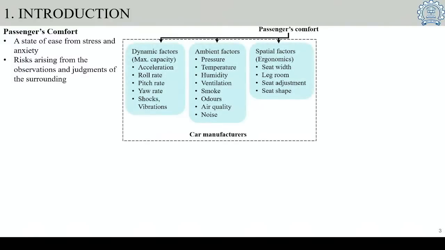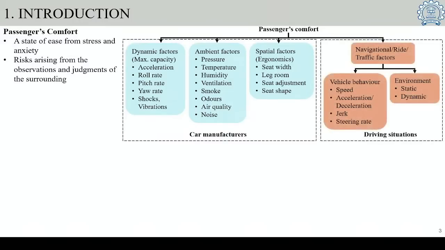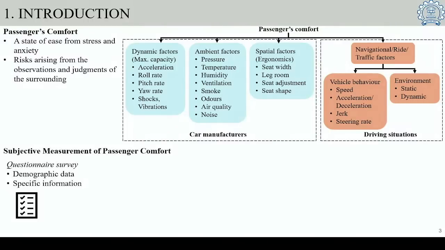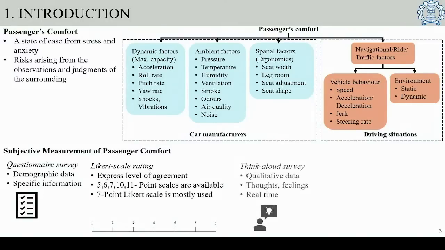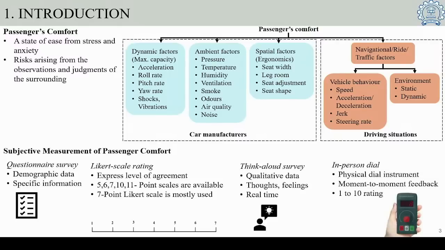Passenger comfort generally depends on two different kinds of criteria. One is catered by the car manufacturers, and the other is called navigational ride or traffic factors, which depend on parameters like vehicle behavior or environmental conditions arising from the driving situations. From the literature, it can be studied using different subjective measures, from questionnaire surveys and Likert scale ratings, to think-aloud surveys, and in percentile.